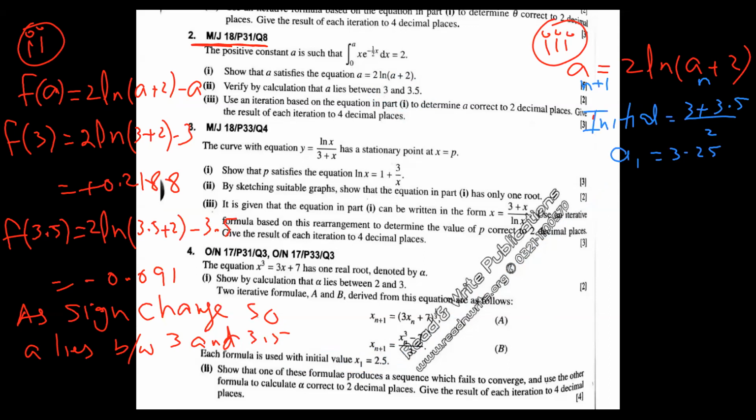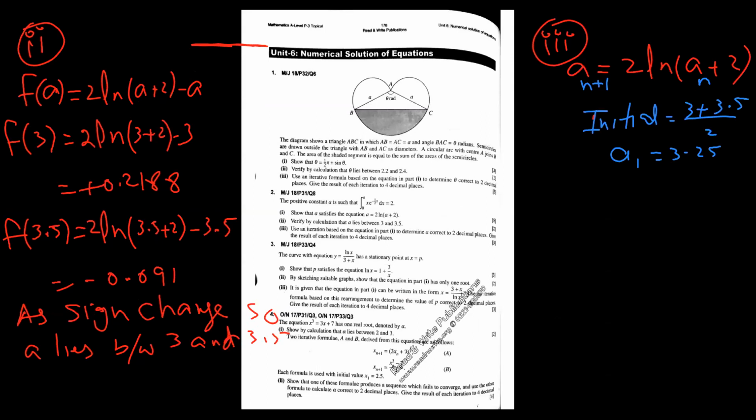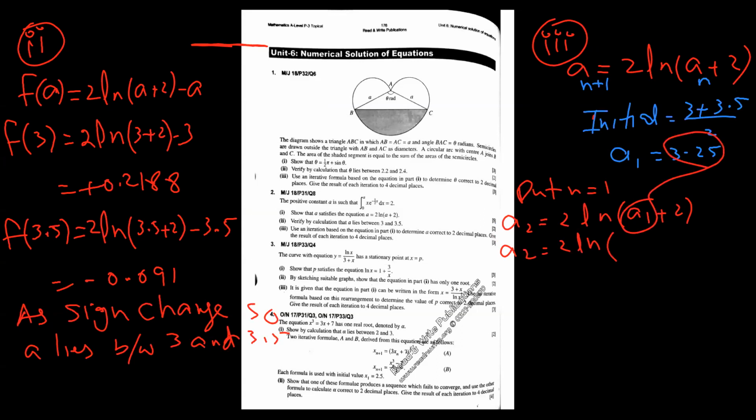Now let's start the calculation. Concentrate please. First of all, in the upper equation, I will replace every n by 1. When I put 1 here and 1 here, the left-hand side 1 plus 1 gives 2, so I get A2. On the right-hand side I get A1 plus 2. I replace n by 1, I got A1 and I got A2. A2 is equal to 2 times 2 logarithm A1 plus 2. The A1 value is 3.25, so I substitute 3.25 plus 2. This is my answer for A2.